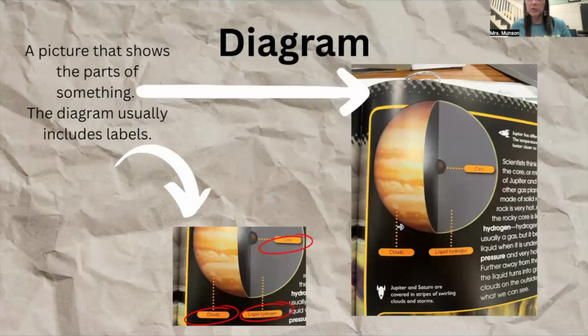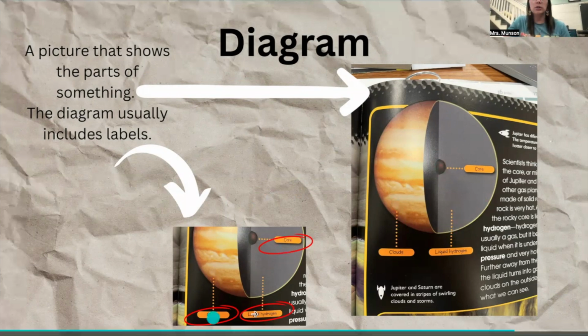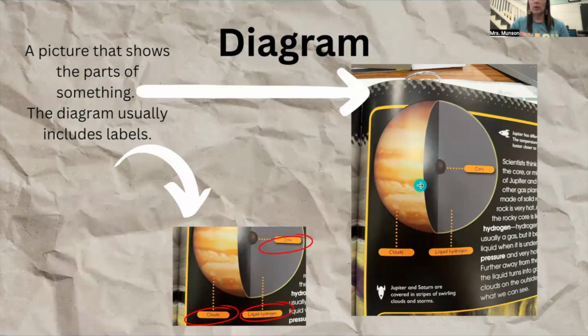Then we have diagrams. Diagrams are like photos, but they're a little bit more broken down. They show the parts of something and they often include labels. So here is a diagram of Jupiter, okay? And it is broken down: here is the core, this is the liquid hydrogen, and these are the clouds. These are the labels, so you know exactly what that is. Otherwise, it's just like, here's this point. Well, what is that? It tells you with the labels.